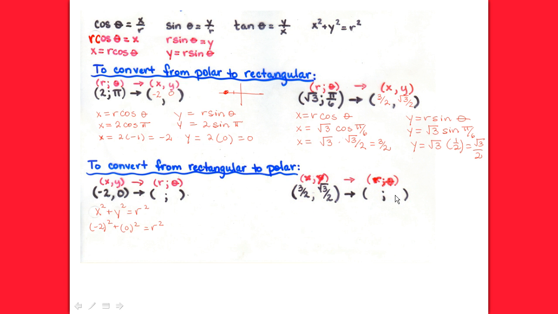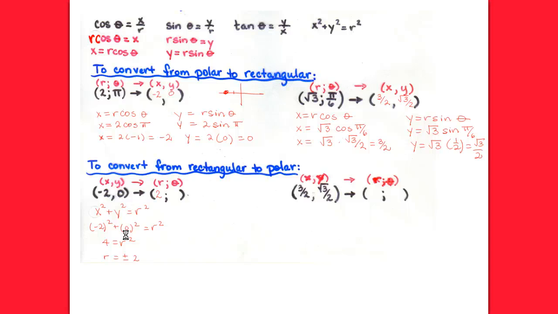But how do I get that? All right. Well, let's start with, I need to know my r value. So I'm going to come up here and use this formula, x squared plus y squared is equal to r squared. So x was -2, y was 0. If I plug that in, I get 4 is equal to r squared. Take the square root of both sides, and I'll get plus or minus 2.